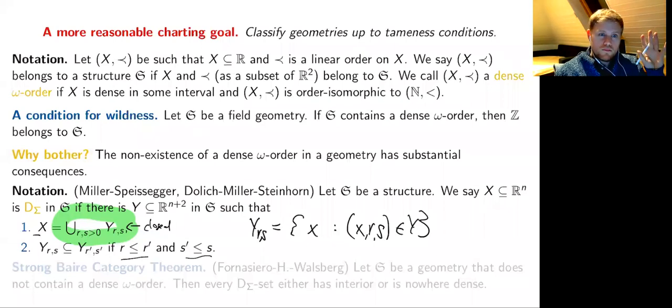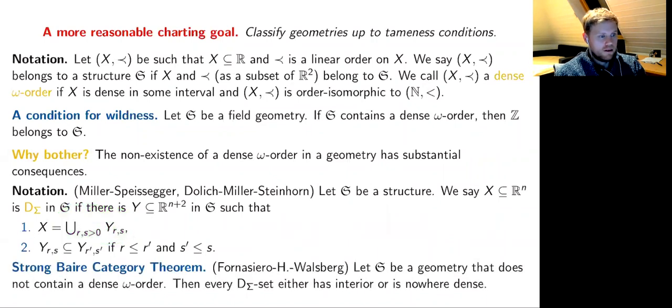And so, why do you care? What we get in this kind of setting where you do not have a dense omega order is the following. Let S be a geometry that does not contain a dense omega order. Then the following is true. I call this the strong Baire category theorem, but you should really think of this as a geometric, tame Baire category theorem. Then every D sigma set either has interior or is nowhere dense.